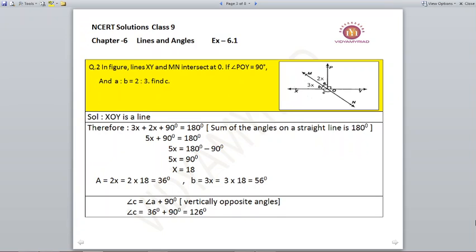If you look at angle c, its opposite angle comprises angle a plus 90 degrees. We have already found angle a, which is 36. So 36 plus 90 comes to 126. So angle c is 126 degrees.